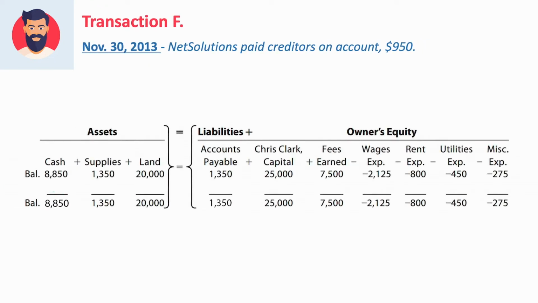Transaction F. November 30. Company paid creditors on account $950. When you pay your monthly credit card bill, you decrease the cash and decrease the amount you owe to the credit card company. Likewise, when Net Solutions pays $950 to creditors during the month, it reduces assets and liabilities. Paying an amount on account is different from paying an expense. The paying of an expense reduces owner's equity, as illustrated in Transaction E. Paying an amount on account reduces the amount owed on a liability.